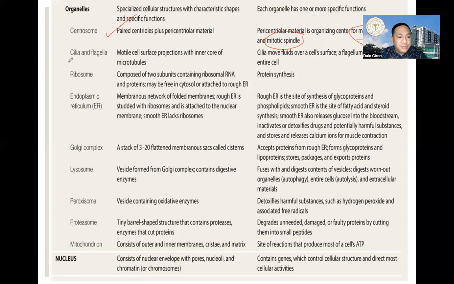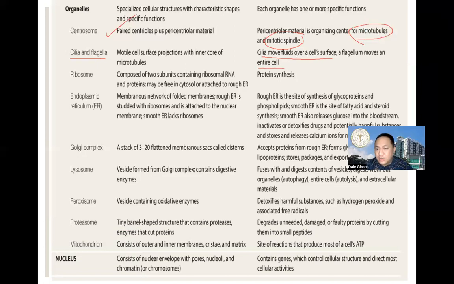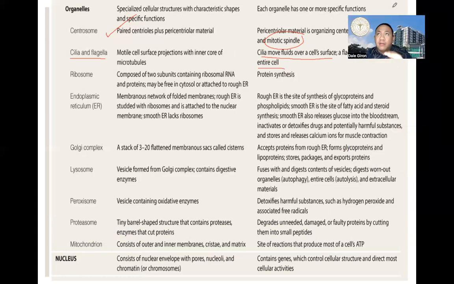Next, cilia and flagella muna. Actually, cilia and flagella are motile cell surface projections with an inner core of microtubules. They're not found inside the cell, but they are still considered as projections. So the cilia will just move fluids over a cell surface while your flagellum will move the entire cell. So also, they're talking about the movement or locomotion of the cell. Okay, that's your cilia and flagella.